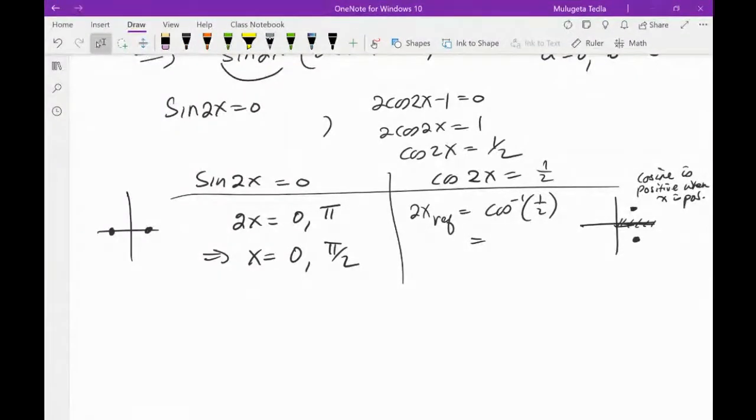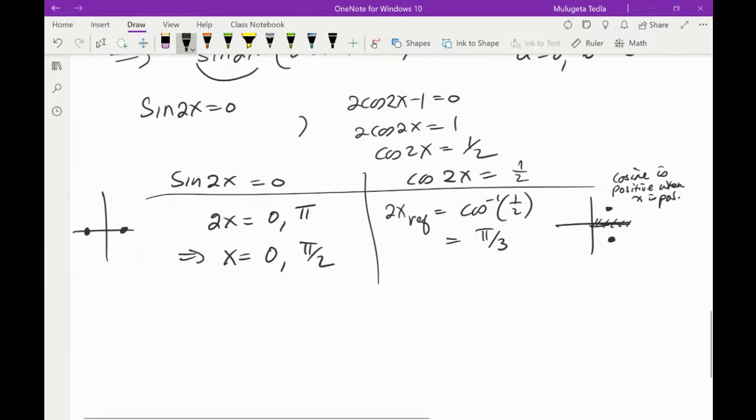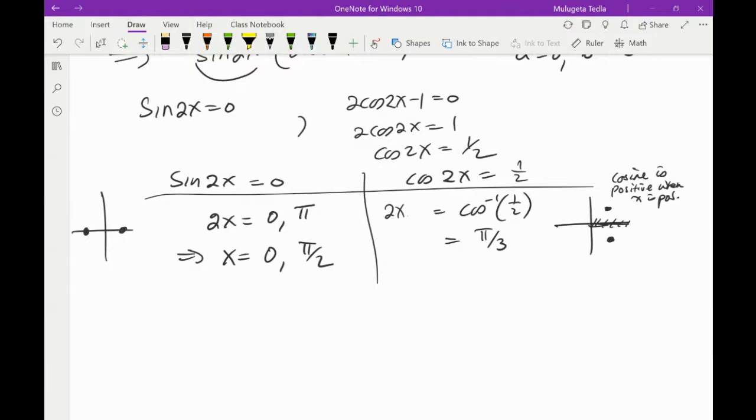Cosine of 60 degrees is 1/2, so it's pi by 3. So if 2x reference is that, then well, I don't have to call it reference like that. Then what is this? 2x, x becomes then pi over 2. This is 2x reference equal to pi over 2.